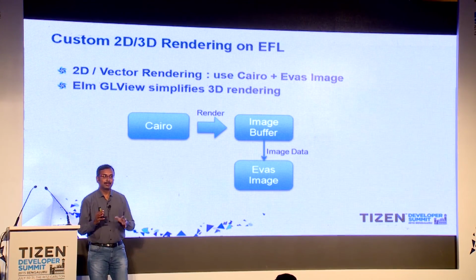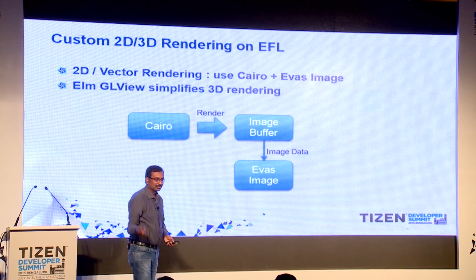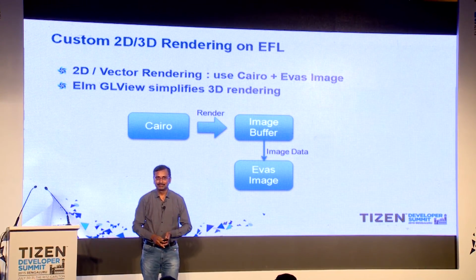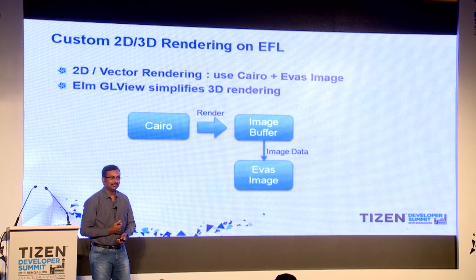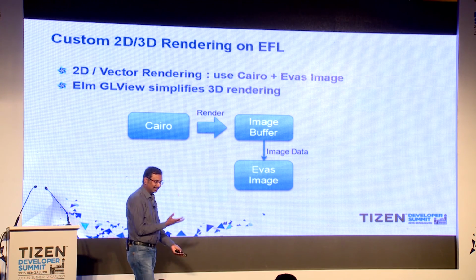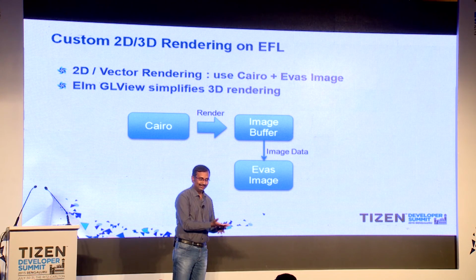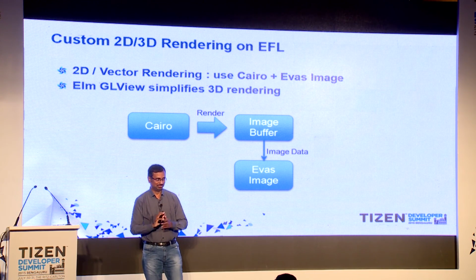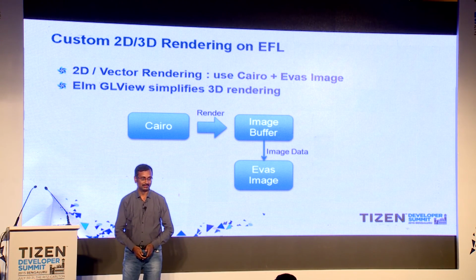We saw that set of primitive objects or small objects, but if I want to do some custom rendering, some custom thing, and get it displayed, is that possible with EFL? Very much. The EFL Evas image comes in handy for this. So take the image buffer, get it rendered with your 2D library like Cairo or 3D, and push it as an image. Simple. So you can have custom rendering also. It's very much possible as part of EFL.